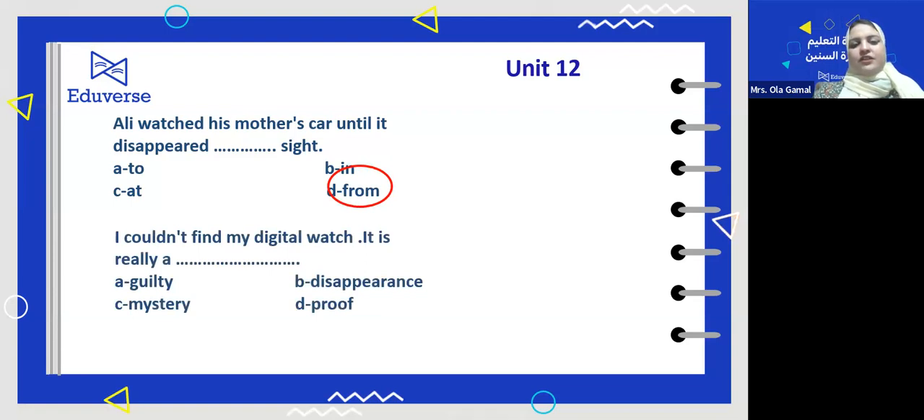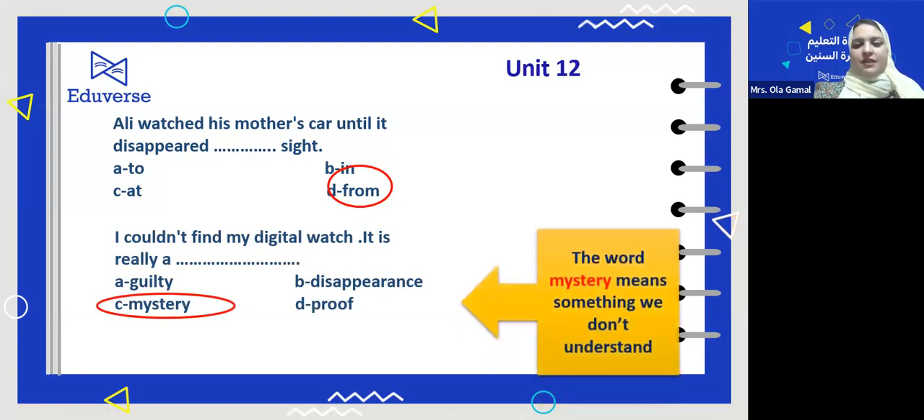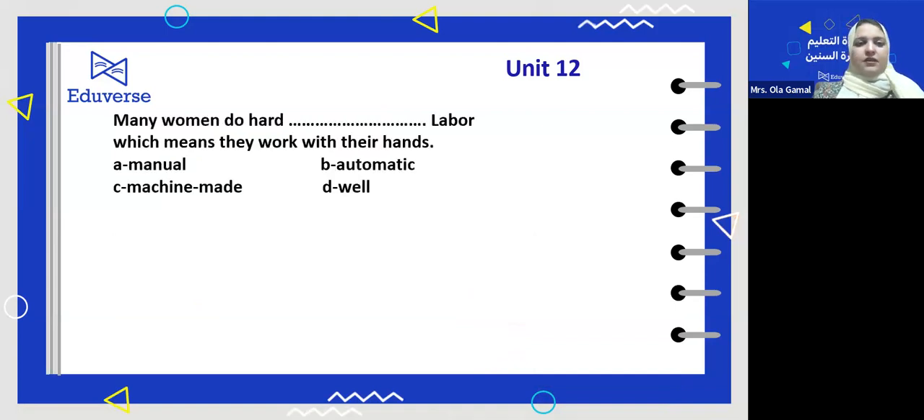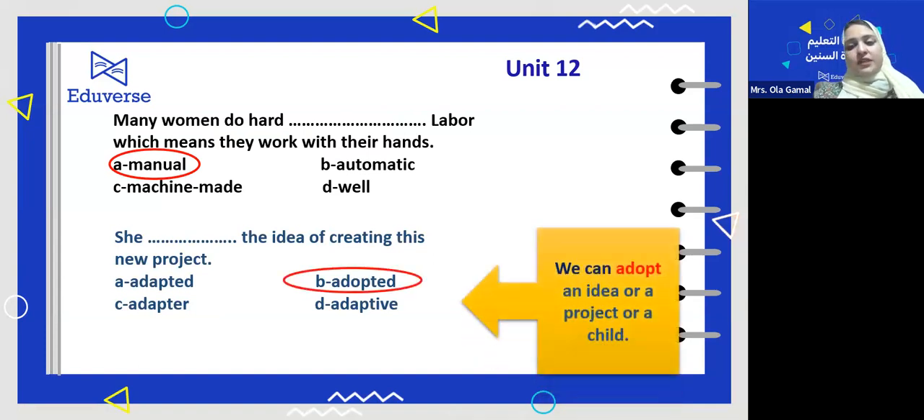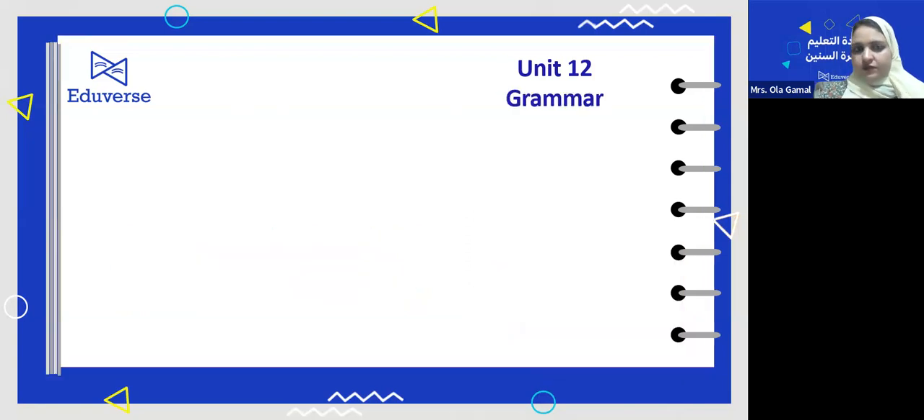I couldn't find my digital watch. It's really a mystery. Yes, excellent, a mystery, more than amazing. So the word mystery means something we don't understand. Many women do hard labor, which means they work with their hands. Yes, excellent, manual. She was the idea of creating this new project. She adopted. You can adopt an idea or a project or even a child.